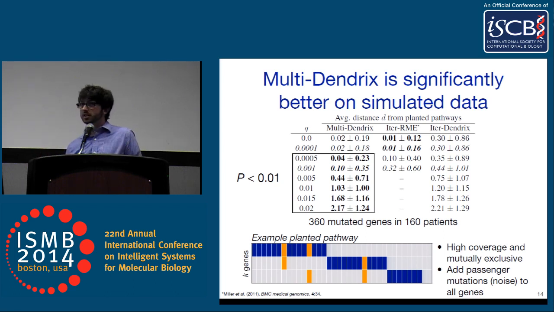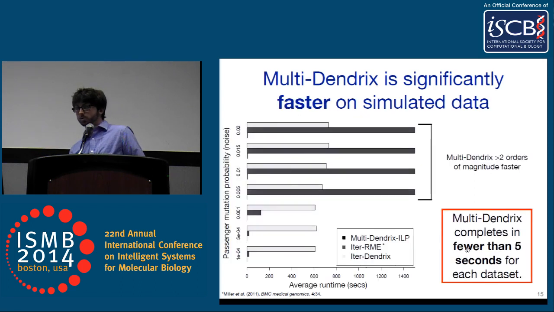For the 6 noisiest data sets, Multi-Dendrix outperformed the other methods in terms of average symmetric distance with p less than 0.01. In addition, we compared the run times of these methods, and we found that Multi-Dendrix is significantly faster on the simulated data. It's hard to see in this plot, but Multi-Dendrix is the bottom bar in each of these columns. That's because Multi-Dendrix completes in fewer than 5 seconds on each of these data sets, while for a subset of the data sets, it's orders of magnitude faster than the other methods. So you can't pick out how fast it is, but it's generally under 5 seconds.